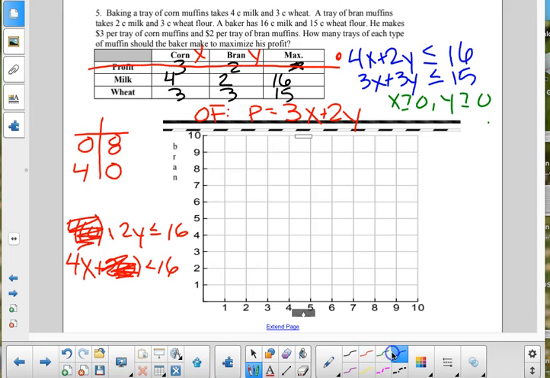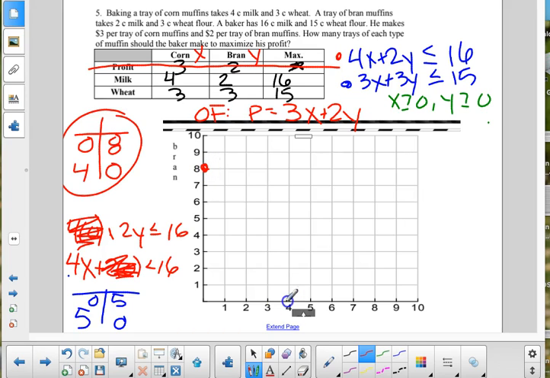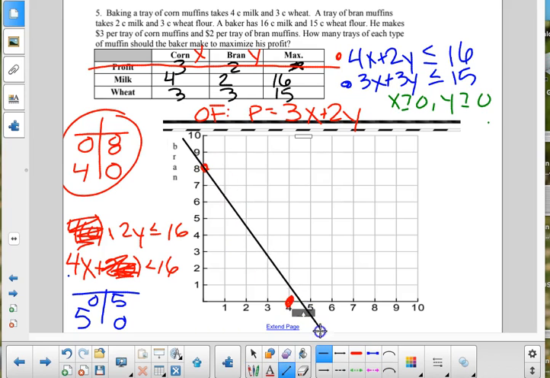The second line, when you plug a 0 in for x, what do you get out for y? 5. Because 15 divided by 3 is 5. When you plug a 0 in for y, what does x equal? 5. So looking at this, the biggest number is 8. Is this graph spaced appropriately for us? Yes. 0, 8, 4, 0. Make sure you grab a straight edge and connect them on through.